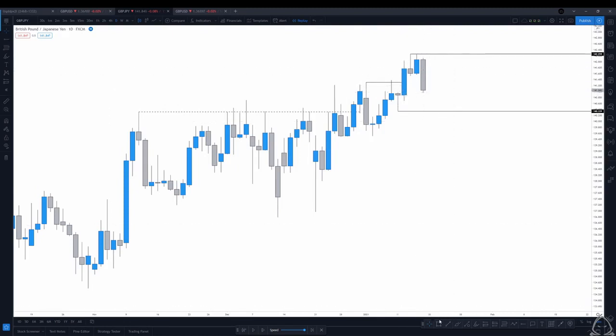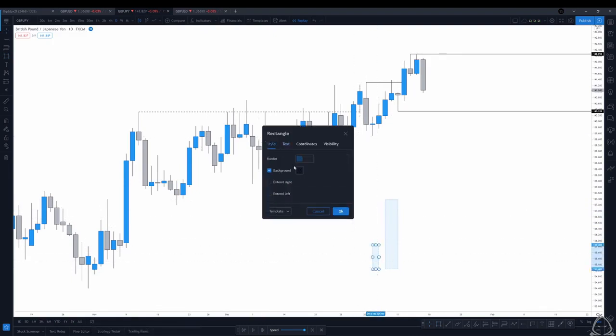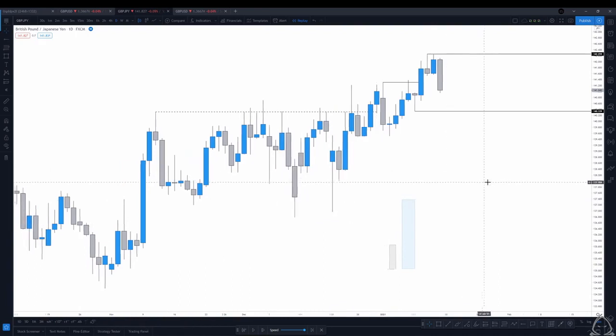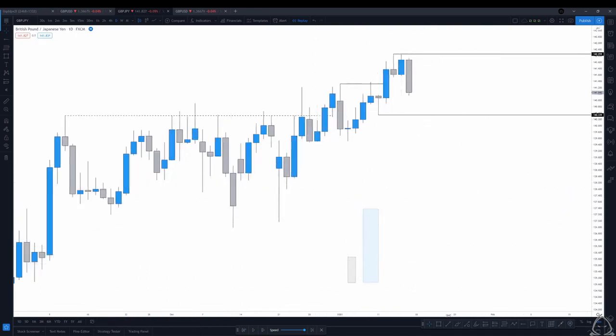So what we want to do is identify an order block. And what is an order block? An order block is, in essence, the last bearish candle before a bullish move that breaks structure, more often than not creating imbalance. Basically, it's a large order or a series of large orders being placed in the markets at a particular price.